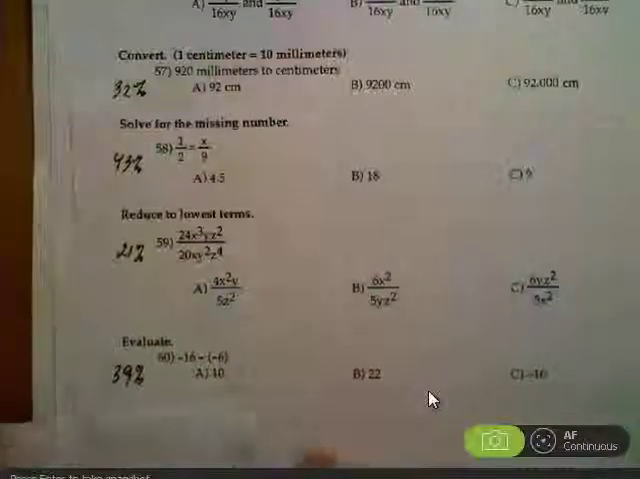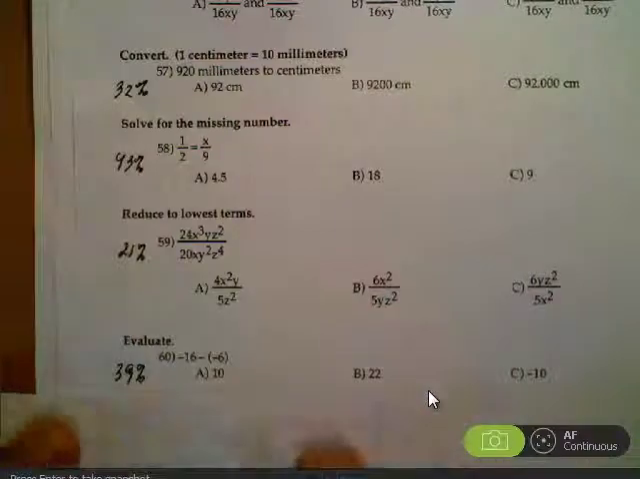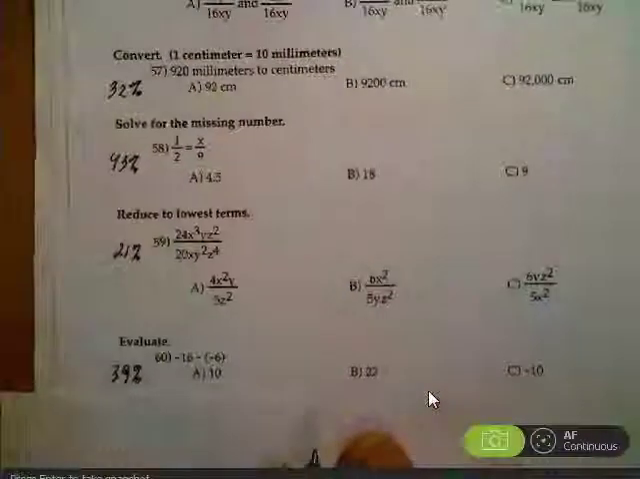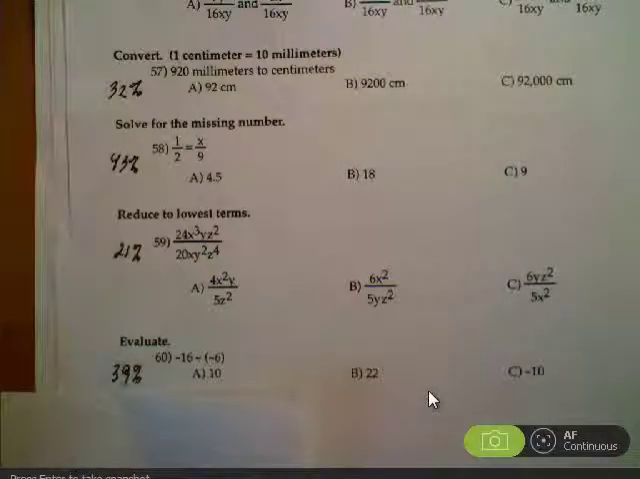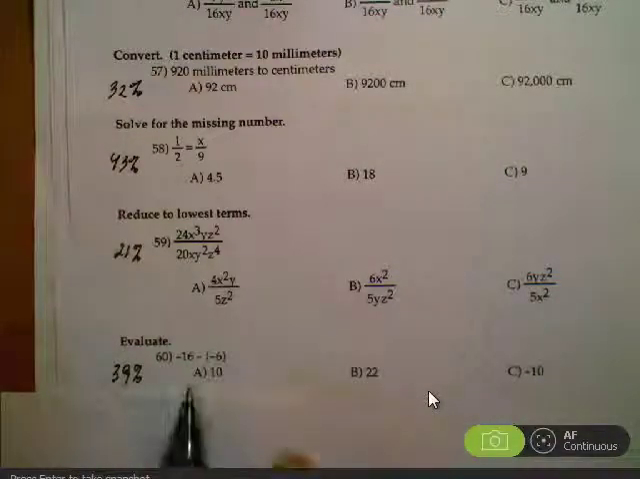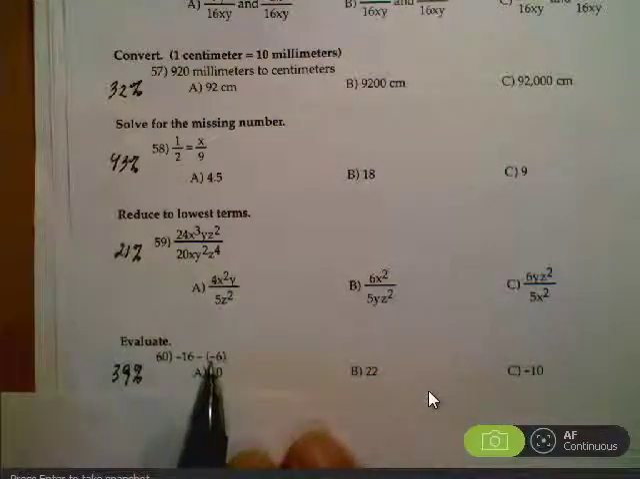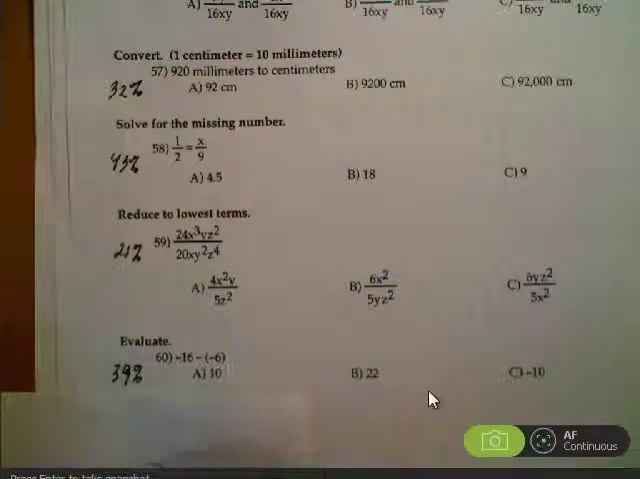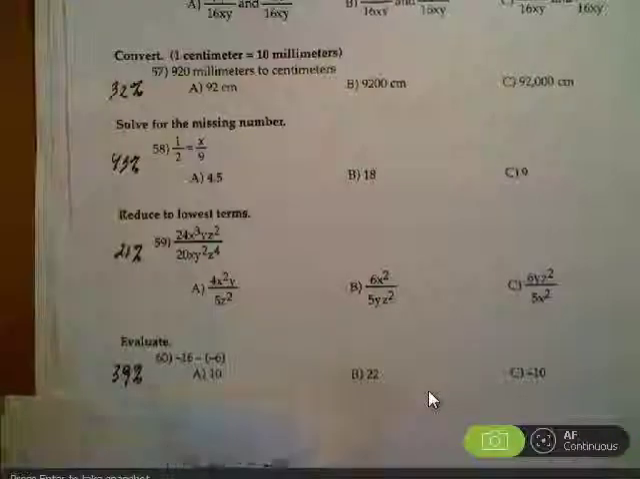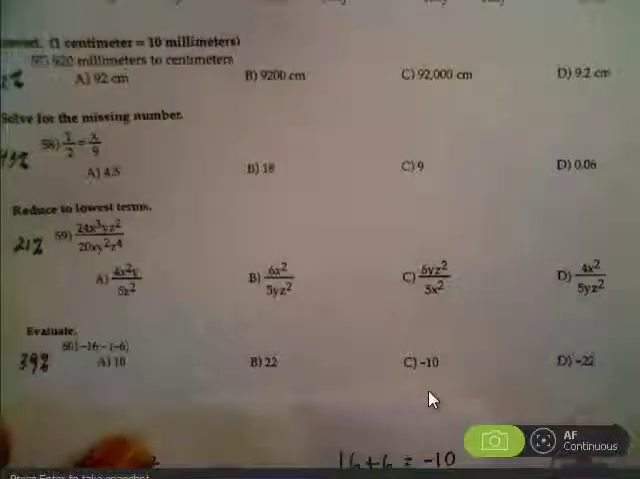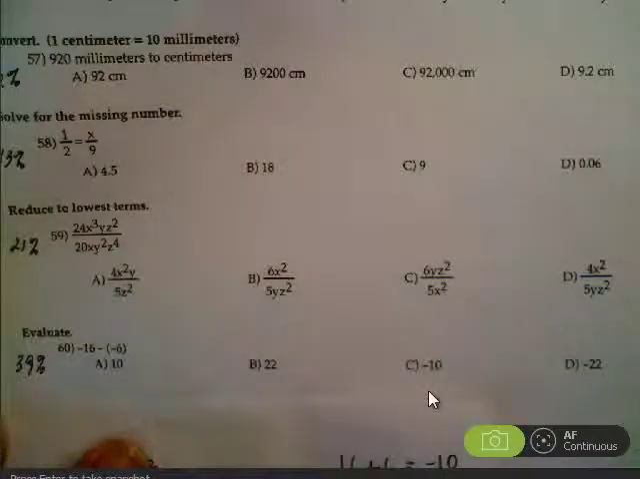Very last problem, 39%, so we might as well deal with it. 39%. I would suspect a lot of students were just tired. Minus a -6 is -16 plus 6, which equals -10. Notice that half the answers are positive and half are negative.